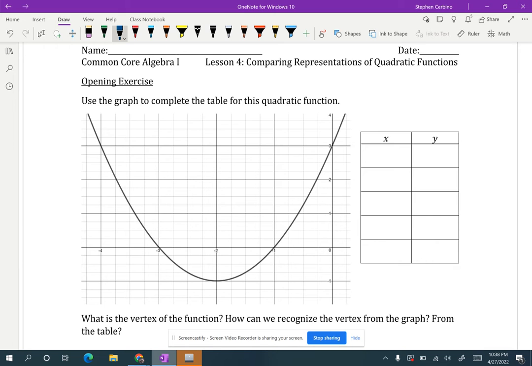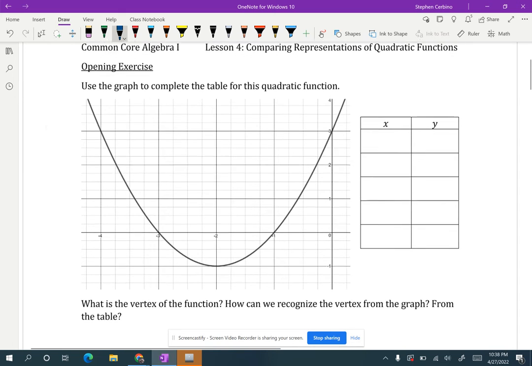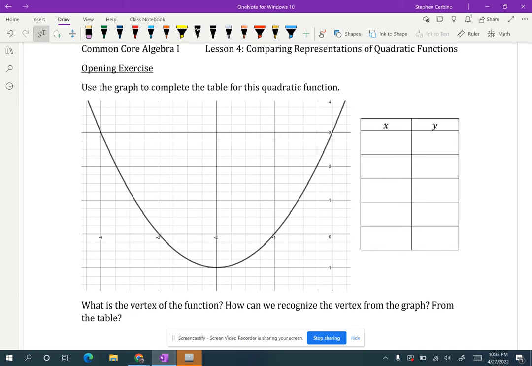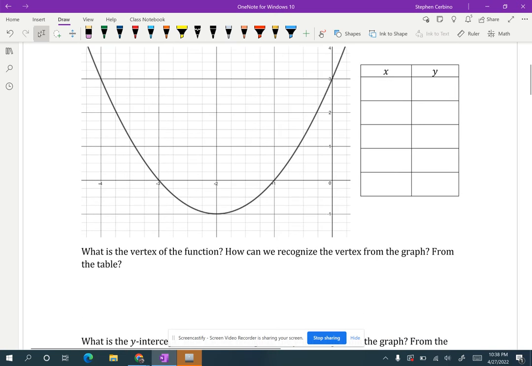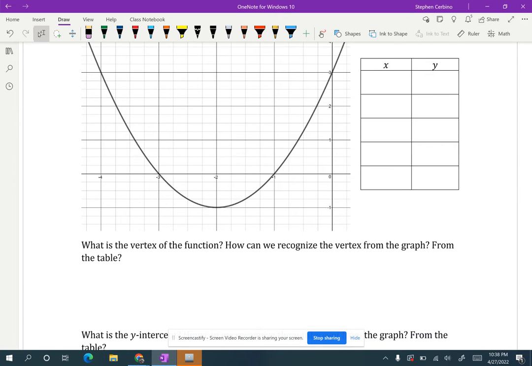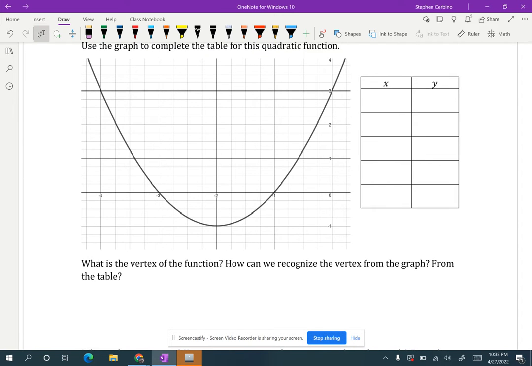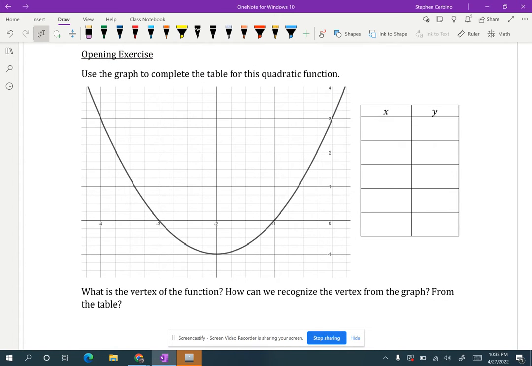So the first thing is the opening exercise. It asks us to use the graph of this quadratic function and the table, and it says to determine the vertex of the function, and how can we recognize the vertex from the graph, and how do we recognize it from the table. So here, I want you to take a couple minutes and try to make a table from the graph, identify the vertex in both, and then describe how you can figure it out from both of them. So go ahead and pause the video and try this problem.